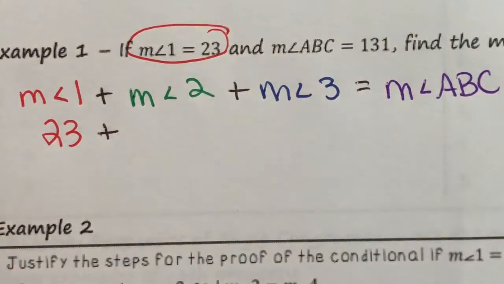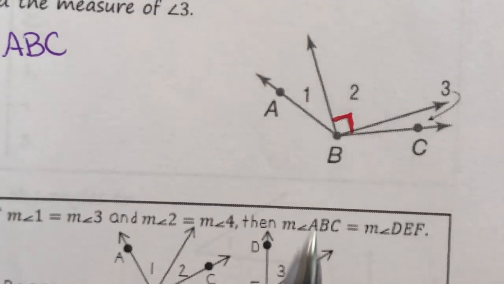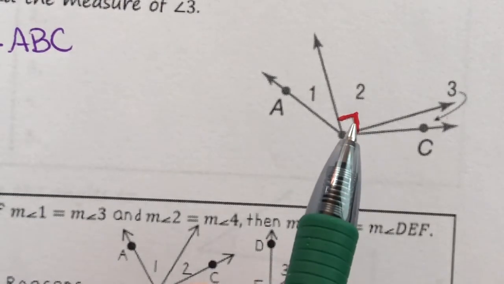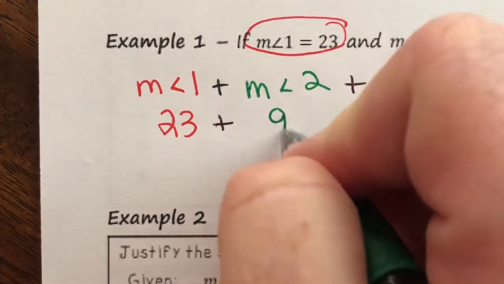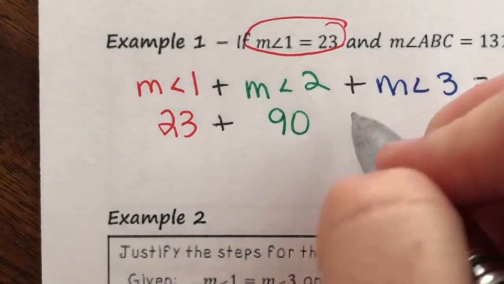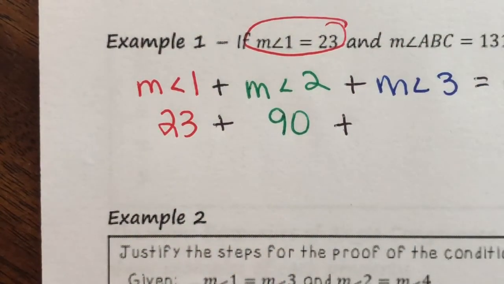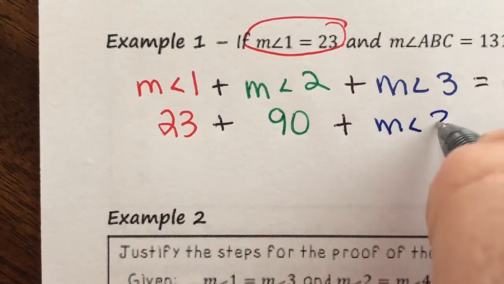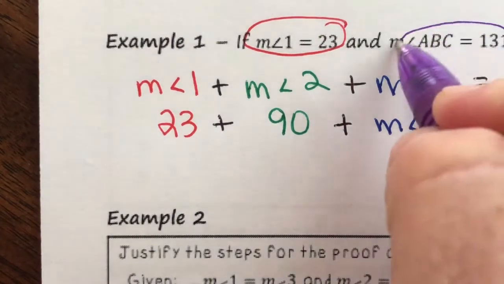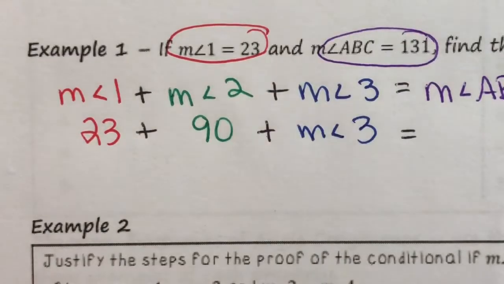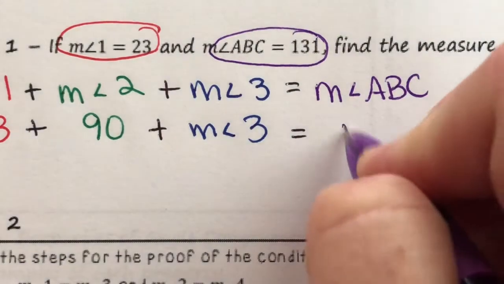The measure of angle 2 we saw from that picture is 90 degrees, right? Where that little red box is in the corner, that box tells us it's a right angle, which means it's 90 degrees. So I'm going to put 90 here. And then I don't know what the measure of angle 3 is. That's what I'm trying to figure out. But I do know that the measure of angle ABC, the whole thing, is 131 because it tells me that right there. So I'm going to write 131.